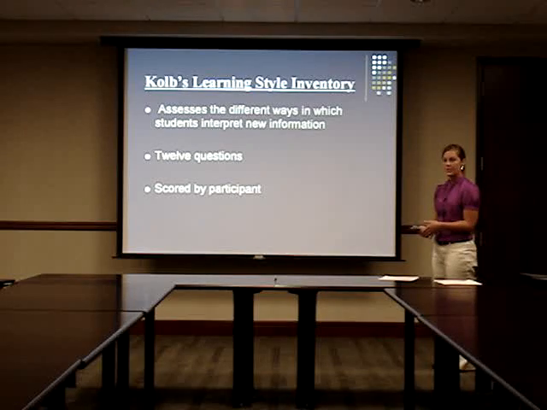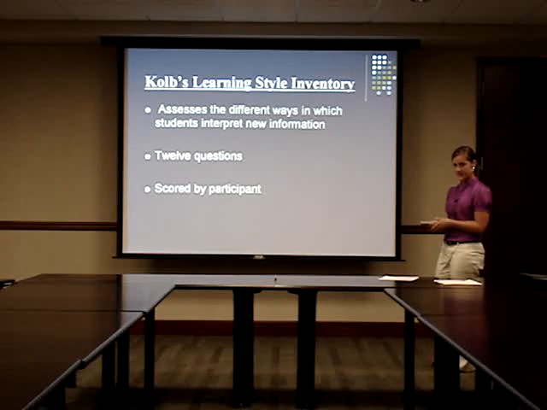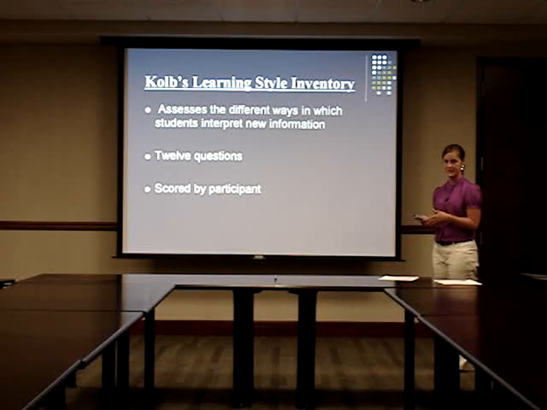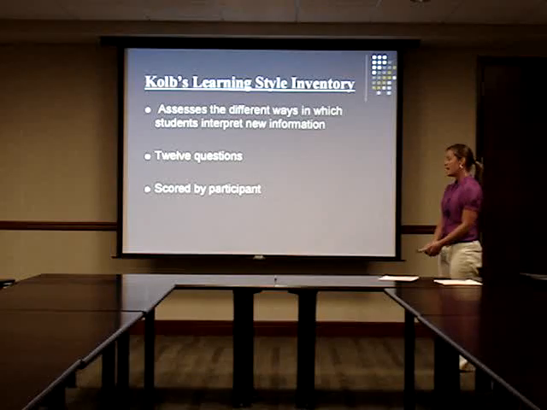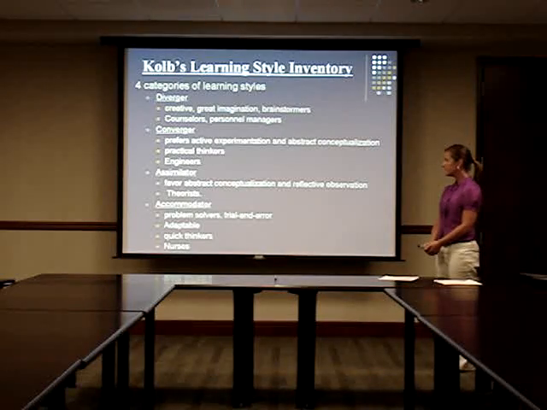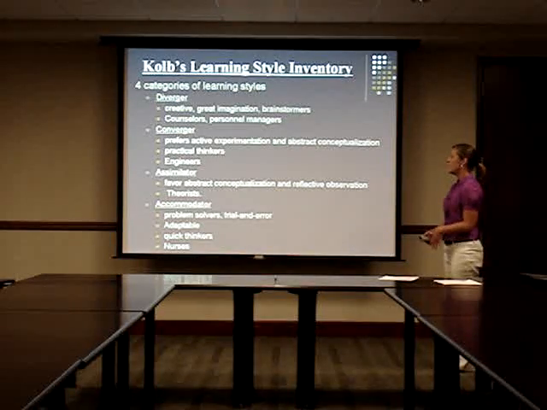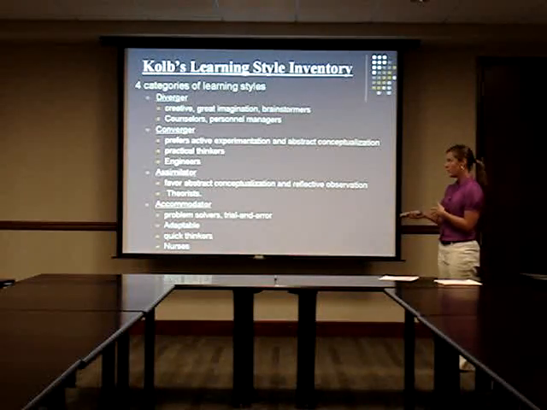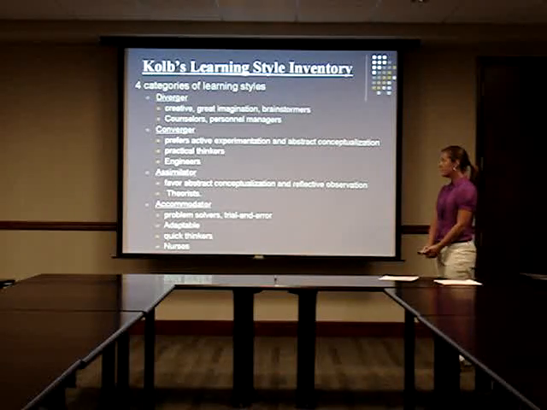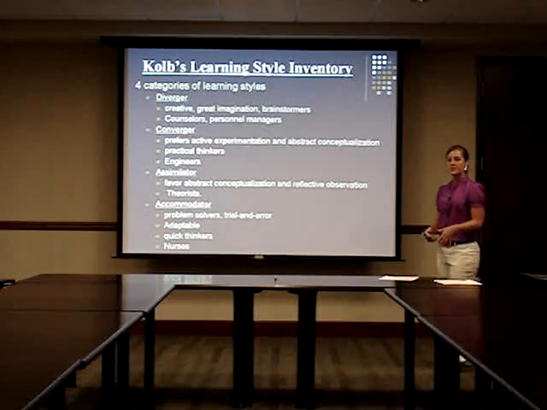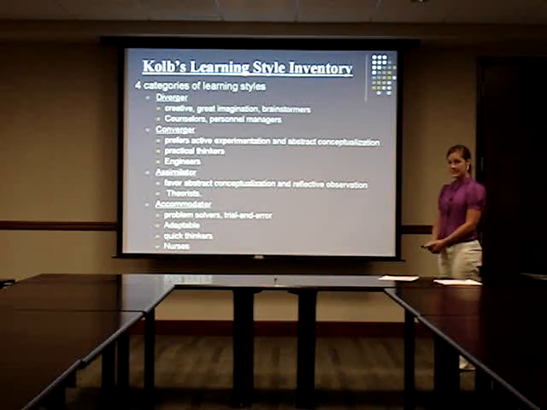Kolb's Learning Style Inventory assesses different ways in which students interpret new information. There are 12 questions on this assessment tool, and it's scored by the participant. At the end of the assessment tool, the participant is put into one of these learning style categories. There are 4 of them. The first one is the diverger. The diverger is the student that is creative, has a great imagination. These are your brainstormers. So mainly these are your counselors and your personal managers.